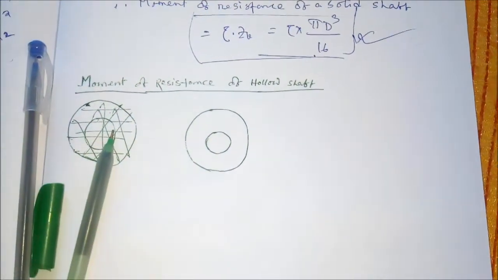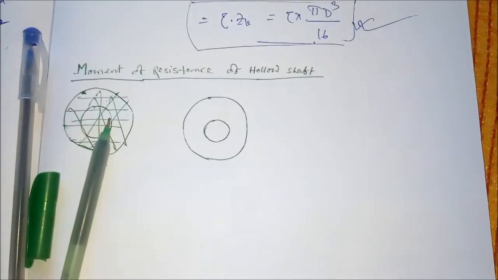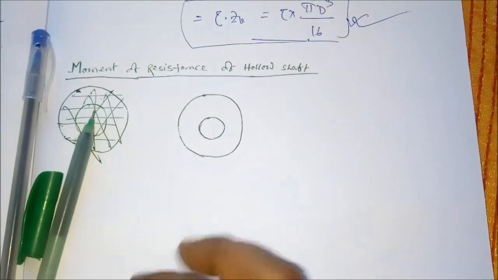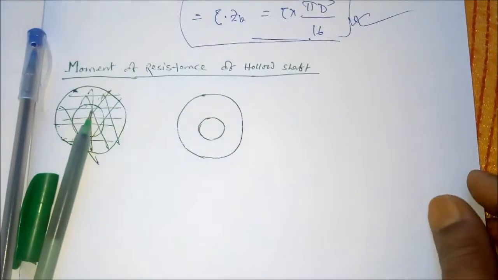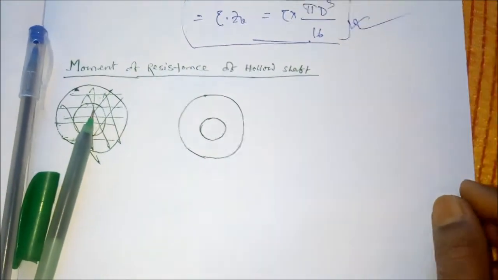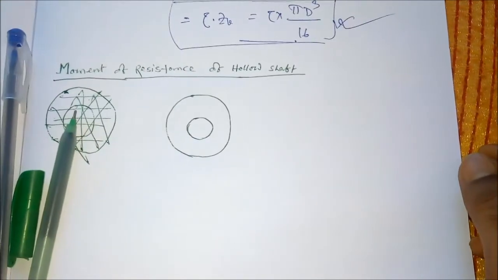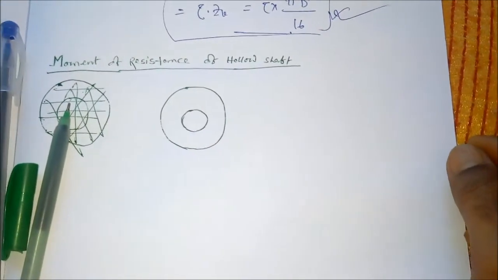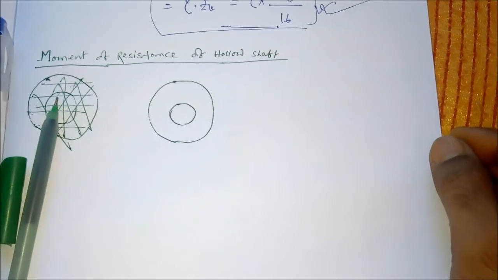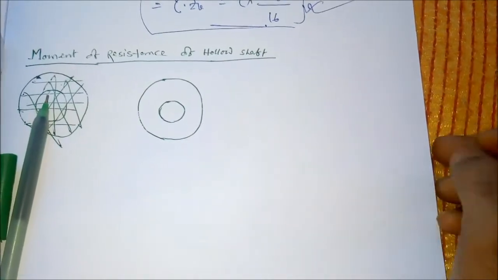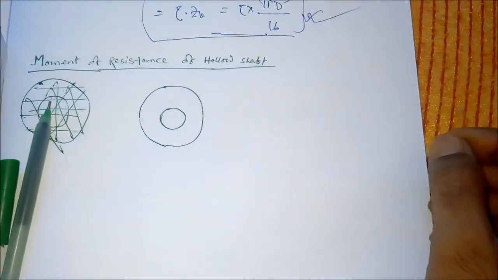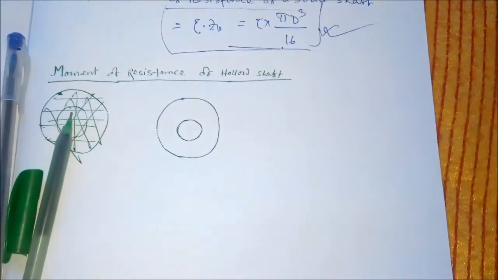Hello students. Today in our lecture we will discuss several other things in the torsion chapter. Let us first discuss the moment resistance of a hollow shaft. In the last class we discussed the moment resistance of a solid shaft. Now suppose the shaft is hollow.